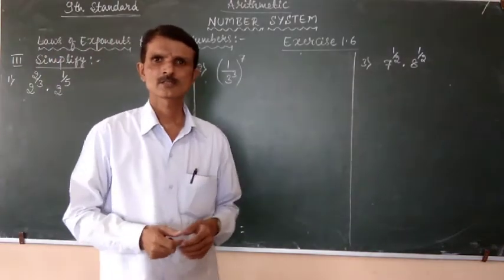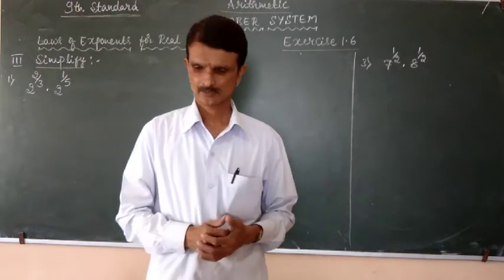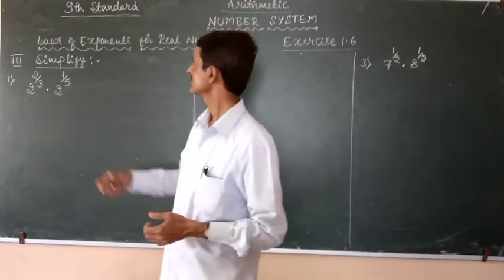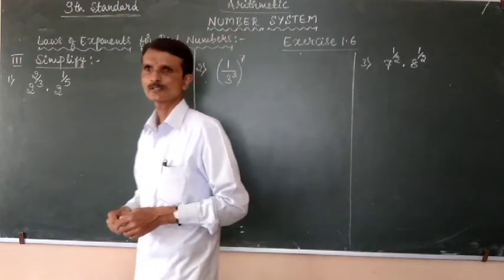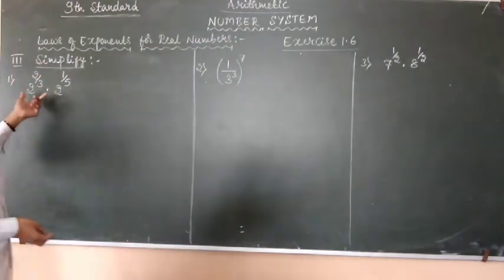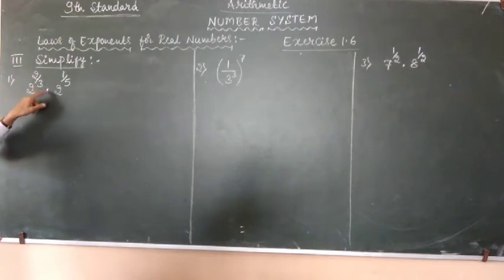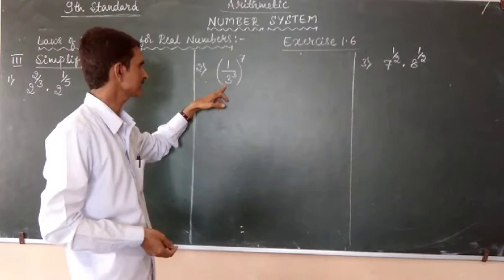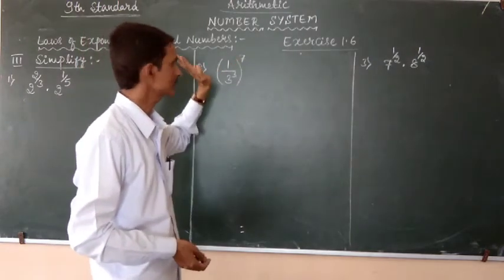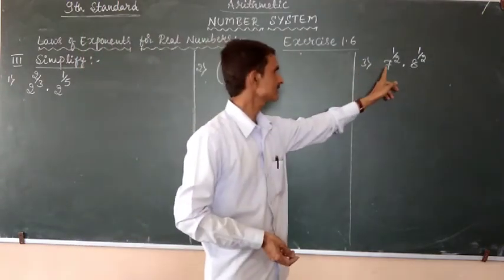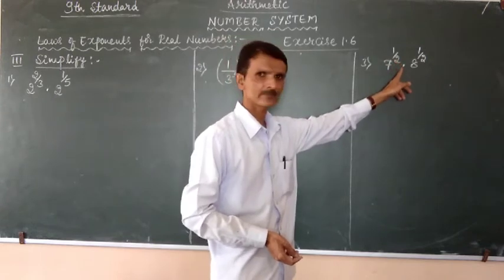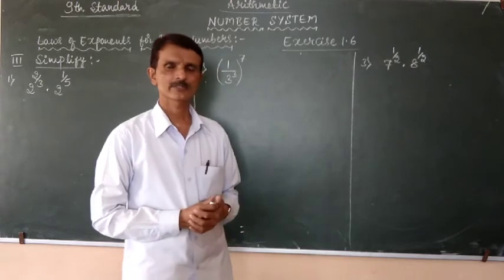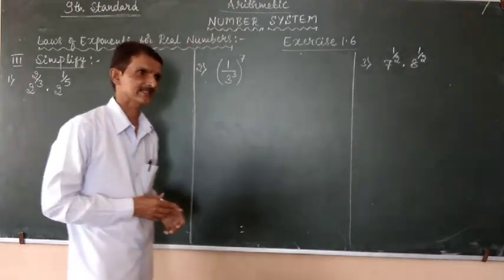Now students, we will move on to the last main of this exercise. Simplify. First problem is 2 to the power of 2 by 3 into 2 to the power of 1 by 5. Second problem is 1 by 3 cube to the power of whole to the power of 7. Third one is 7 to the power of 1 by 2 into 8 to the power of 1 by 2. Again here we are going to use the same laws of indices.